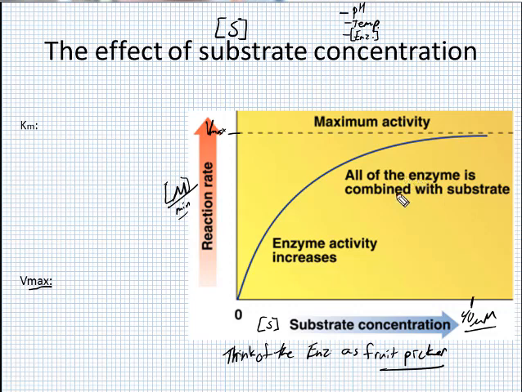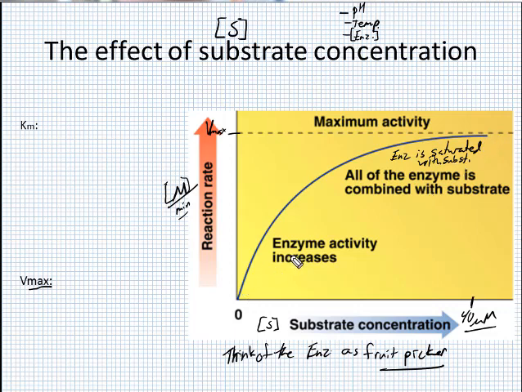So we say here the enzyme is combined with substrate. We say the enzyme is saturated with substrate. And it wouldn't matter if there was more fruit in the tree. They're not going to be able to pick any faster because their hands are already occupied.